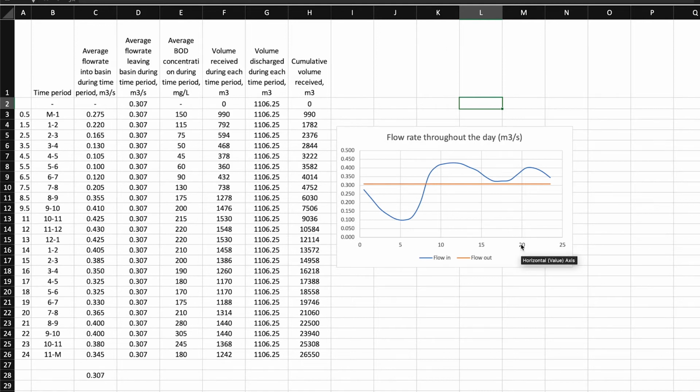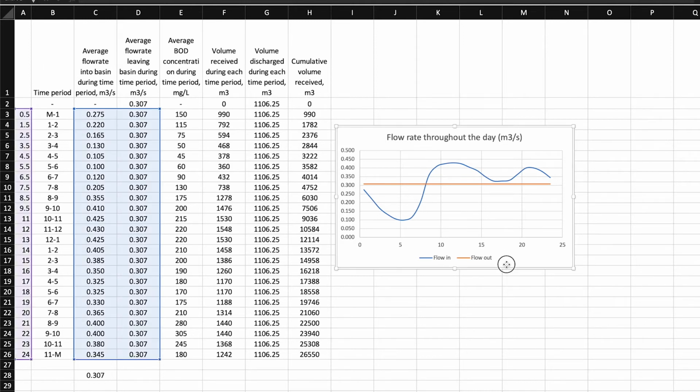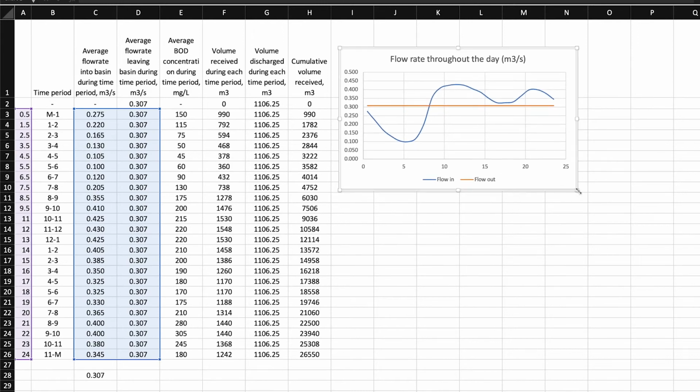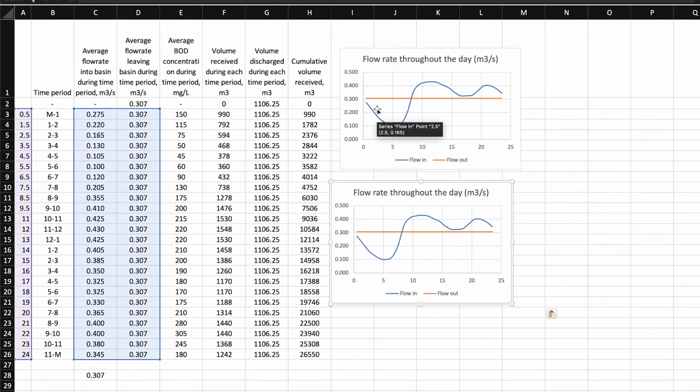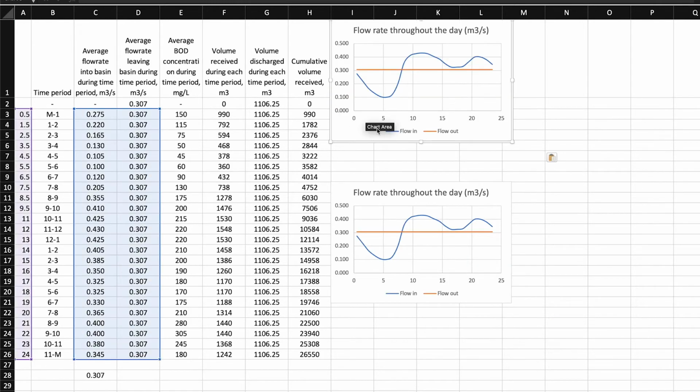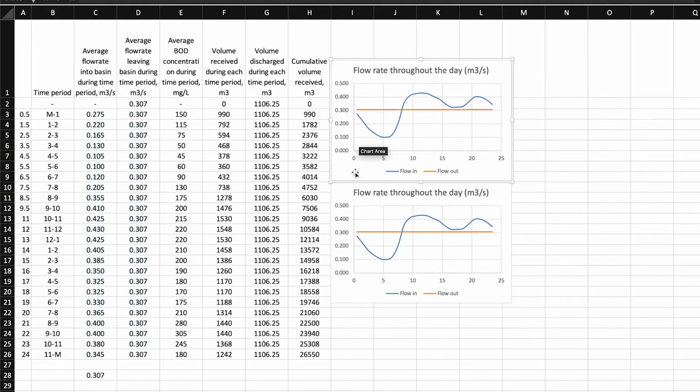All right, so next thing we can plot is the hours in the day with respect to the volume received. I'm just copying the template of this first graph, and then I'm just going to modify the data and the title. Volume received in the day.